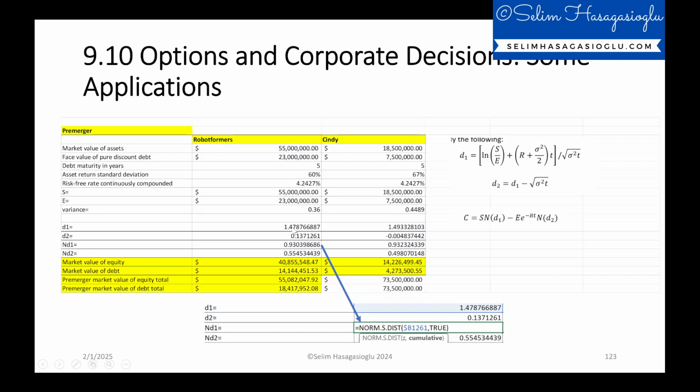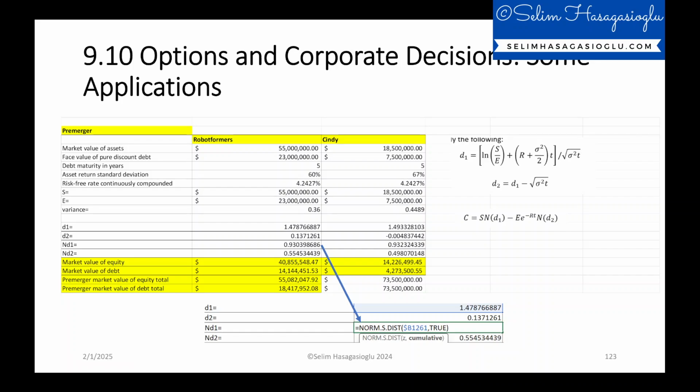And then, of course, you need to calculate the D1 and D2 values. Remember, these are these equations, so you know everything in here. Just plug in the numbers and calculate the D1 and D2 values. And from there, you need to calculate the N(D1) and N(D2) values, the standard normal distribution. Just use the NORM.S.DIST function of Excel, and your Z value will be your D1 and D2 values, and just select true for both N(D1) and N(D2), and you will get these probability values.